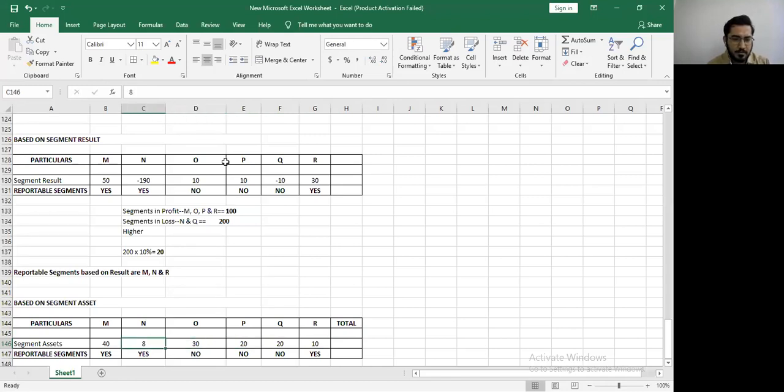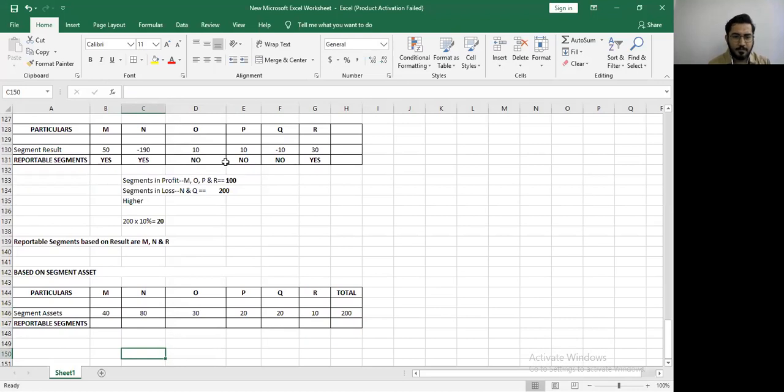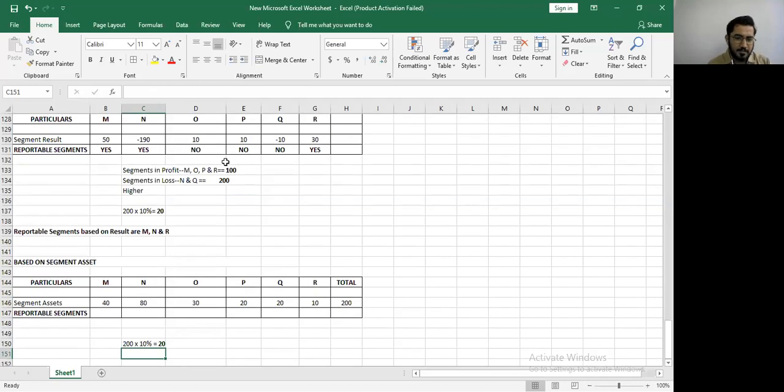This is not 90, I'm sorry, this is 80. So 120, 150, 170, 190, and you have 200. Total of assets comes to 200. 200 into 10% will be 20.